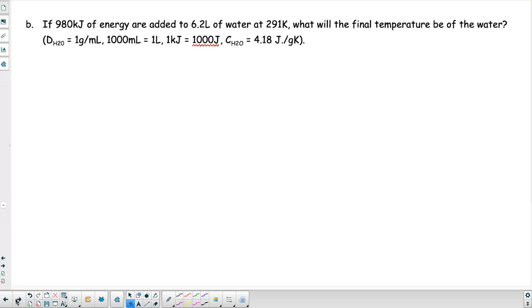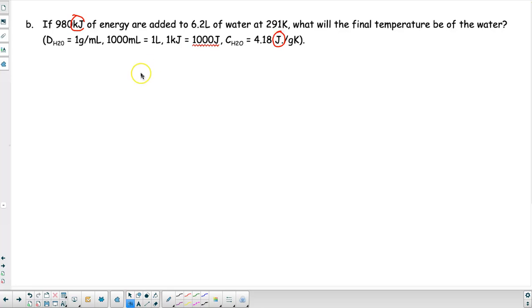Okay, in the next problem, another specific heat. This one's a little more complicated, and there's a couple of reasons why. First off, you're going to notice the amount of energy is given in kilojoules, but our specific heat capacity is listed only in joules, so we're going to have to do a conversion there.